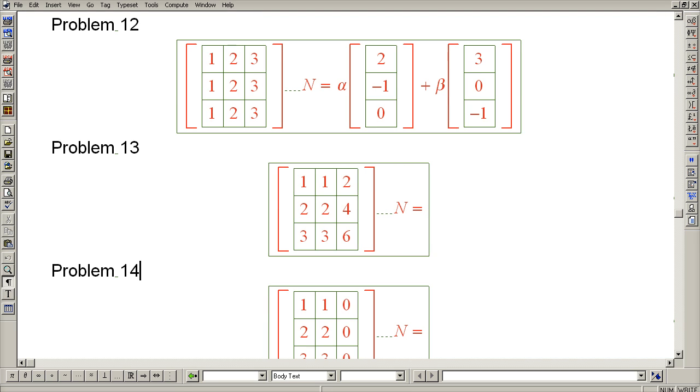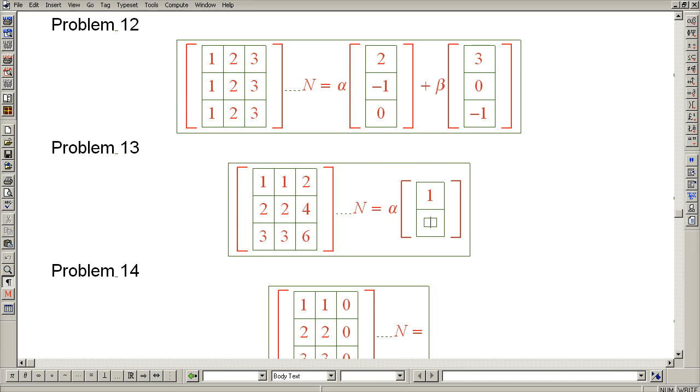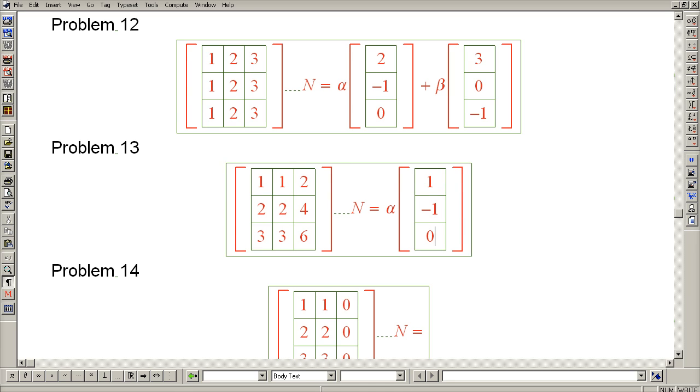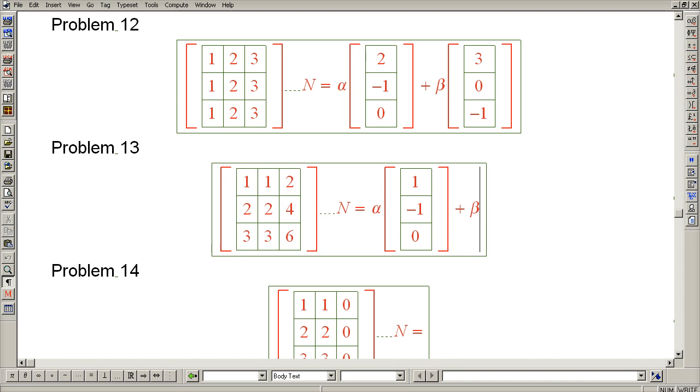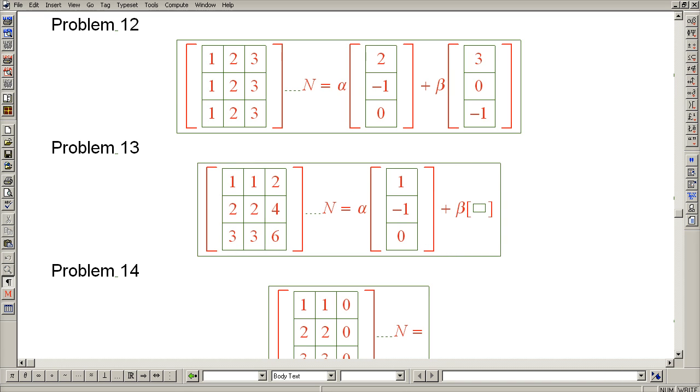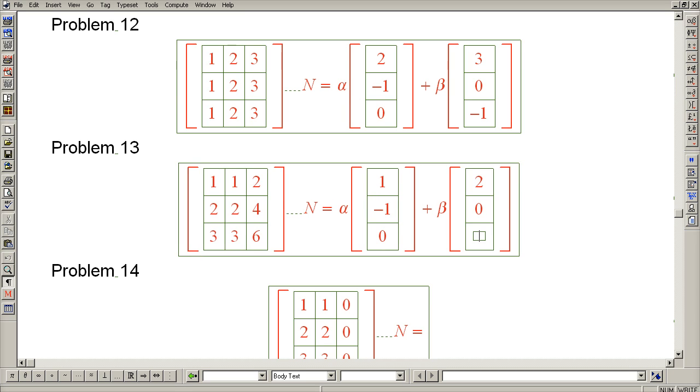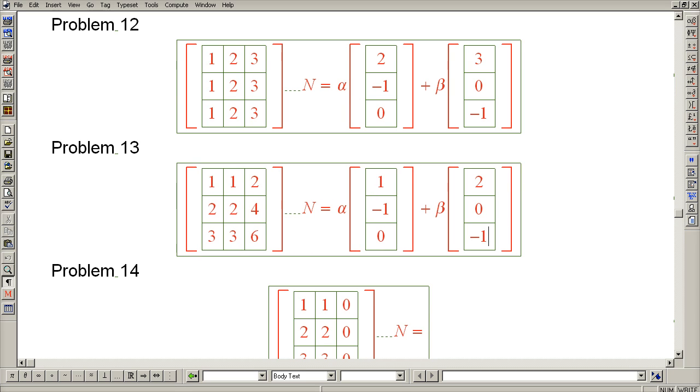Problem 13. In problem 13, the first two columns are the same, and the corresponding element in the null space is 1, negative 1, 0, and the third column is twice the first column. Therefore, the corresponding element in the null space is 2, 0, negative 1.